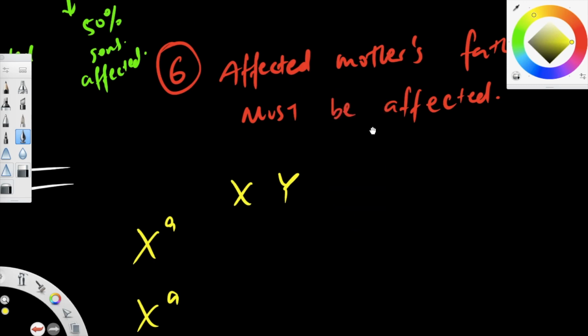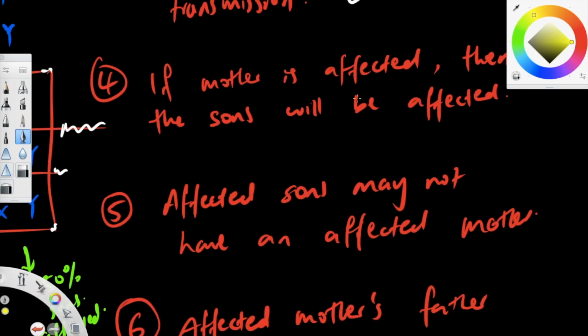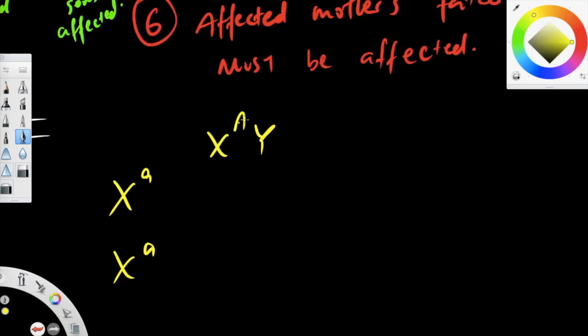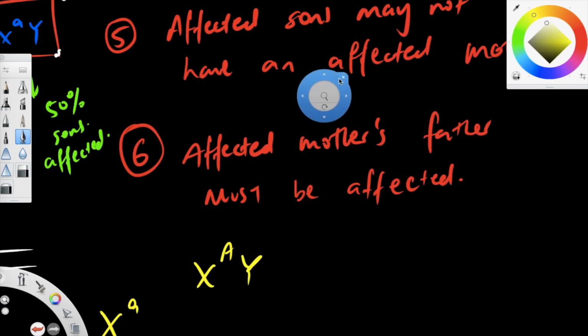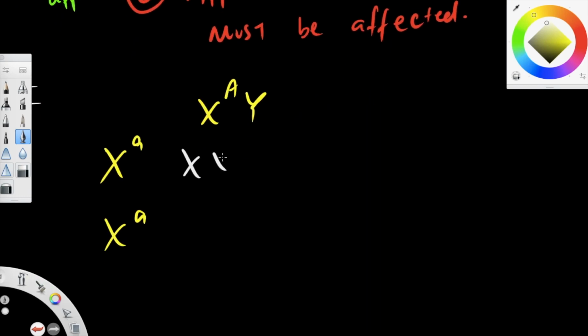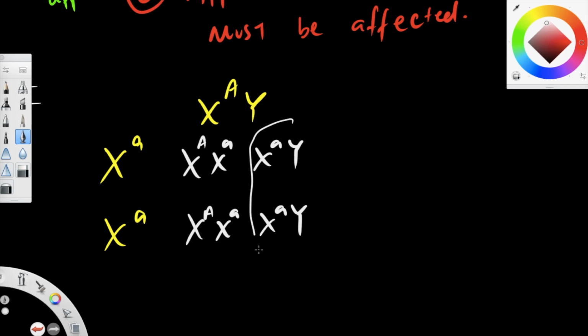And what was the criteria again? If the mother is affected, then the sons will be affected. So let's just say that the father is unaffected. Let's see what happens. An affected mother with an unaffected father, we should expect, using criteria number 4, that all sons will be affected. Let's see. Indeed, all the sons are affected, but the daughters are unaffected though.